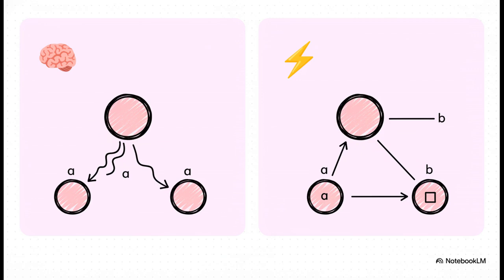But then on the right, you have deterministic automata, or DFAs. These are rigid, predictable. For every state and every input, there is exactly one next step. No guesswork, no ambiguity. And this makes them incredibly fast for a computer to actually run, even if they are a little harder to design upfront.